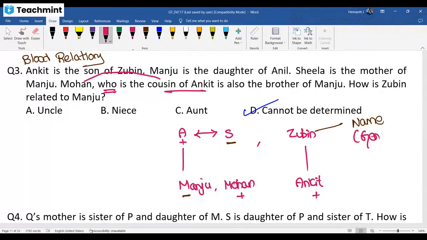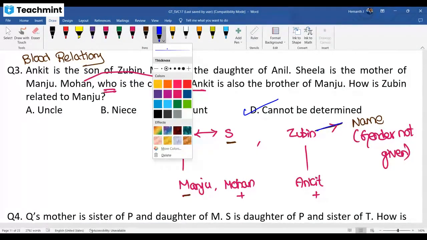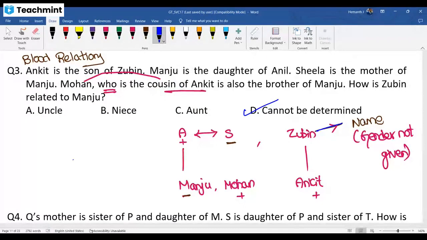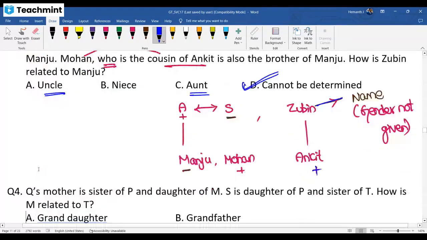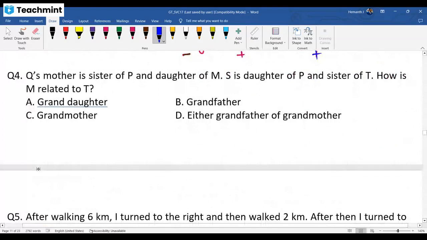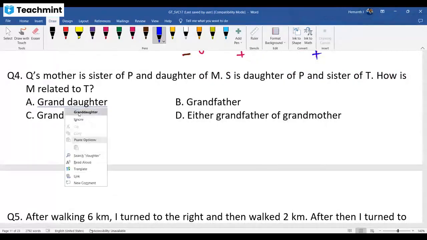When gender is not mentioned, you should go with cannot be determined. That's why we asked you people to question. Only name is there, we don't have gender there. Mohan is the brother of Manju. Cousin means here Ankit, because Ankit is son of Jubin. Jubin only name, gender not given. So, cannot be determined. Jubin can be uncle, can be aunt. That is why they mention uncle and aunt both in the options. So guys, please be alert. If you have a doubt, question us, help us understand the things.